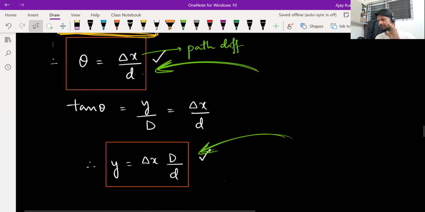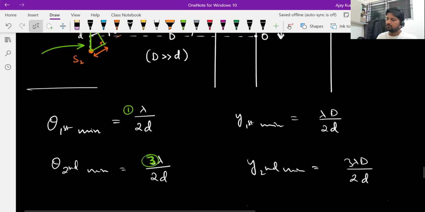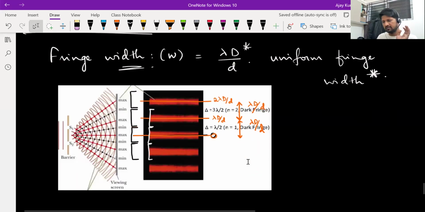Okay. So remember, theta is equal to delta x by small d and y is delta x capital D by small d are both valid under small angle approximation. Now the fringe width formula is being derived based on that: lambda capital D by small d. So in YDSE pattern, when you conduct the experiment, yes, the angles will be small and the pattern that you see will be a pattern of uniform fringes.